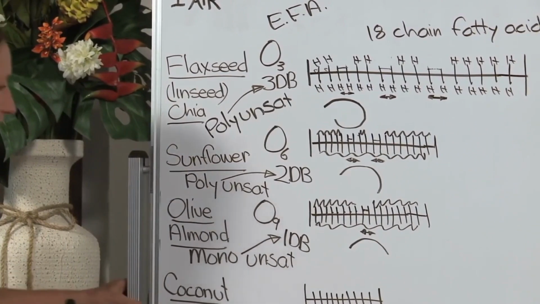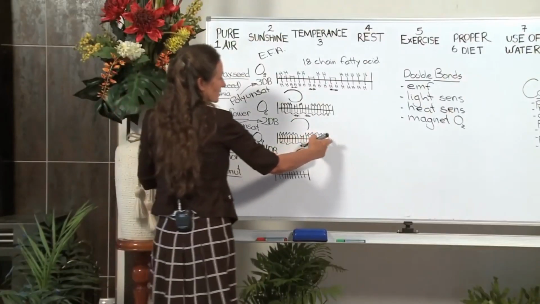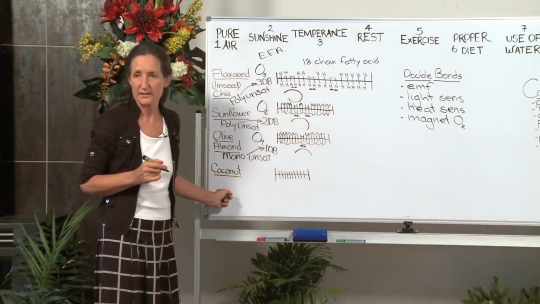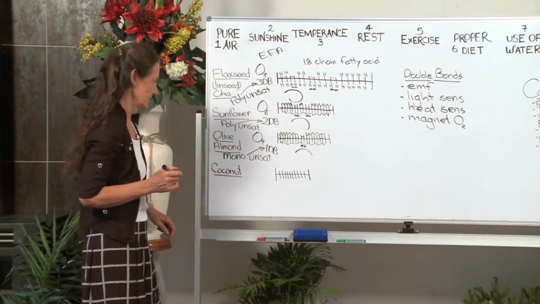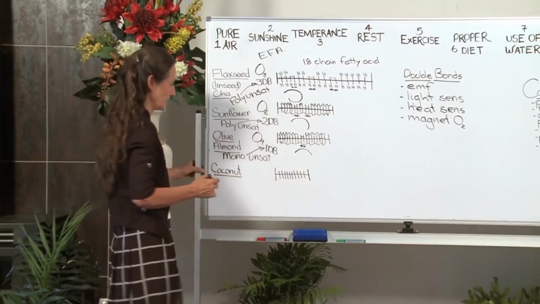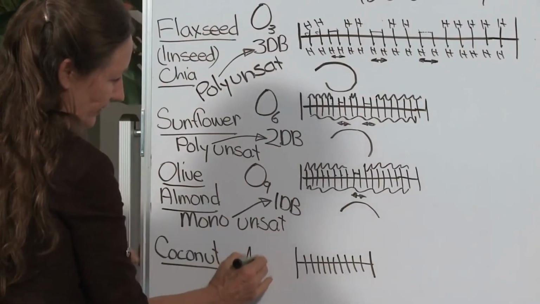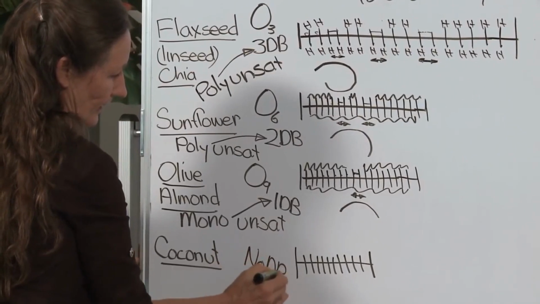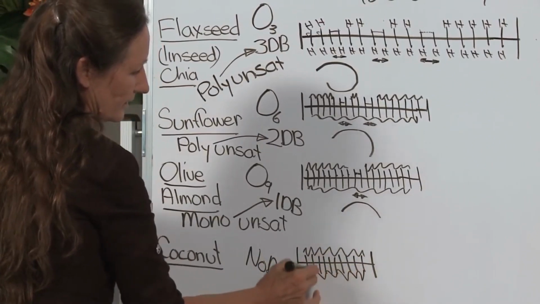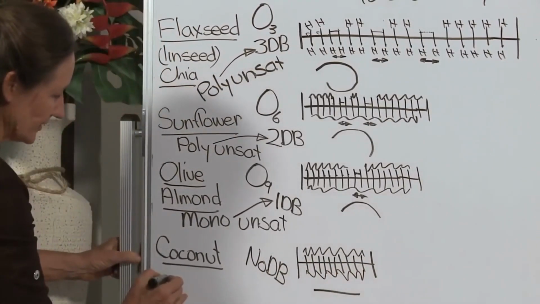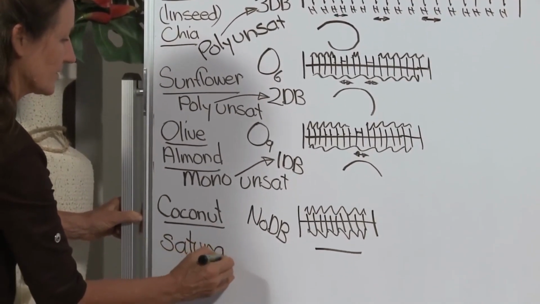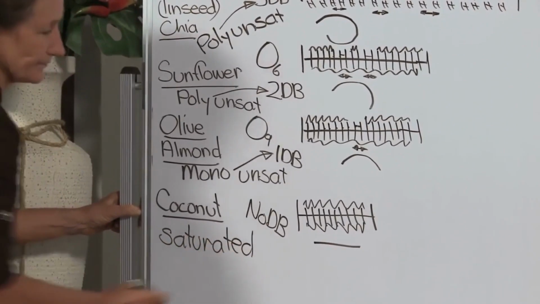What about coconut? Coconut oil, instead of being a long chain fatty acid like these 3 18-chain fatty acids, contains short and medium chain fatty acids. I have drawn a 10-chain fatty acid here, which is considered a short chain fatty acid. There are no double bonds in coconut, so every spot is full. And in the cold weather, it's a solid fat. So this fat is called a saturated fat. Saturated because there are no double bonds.